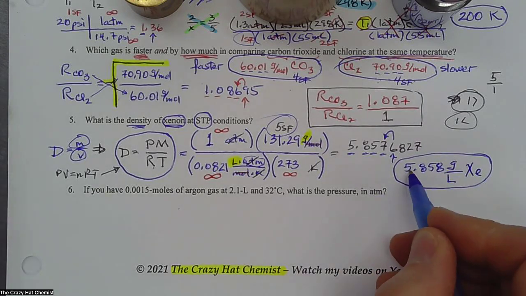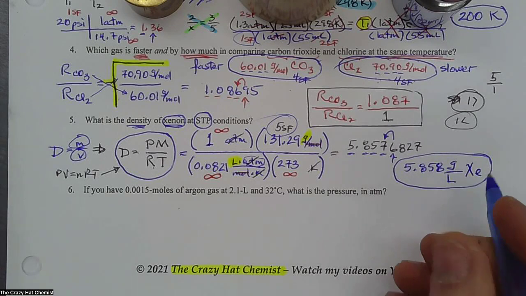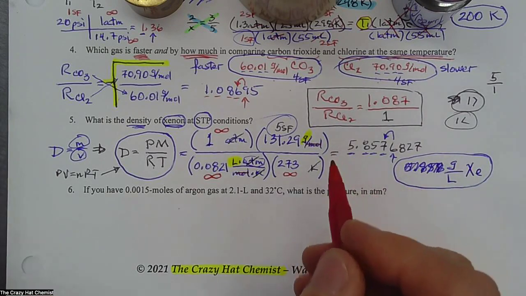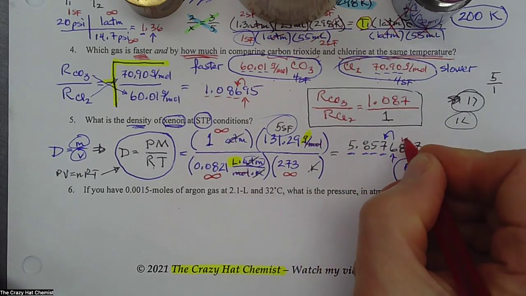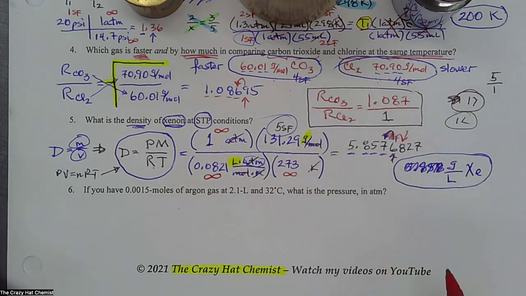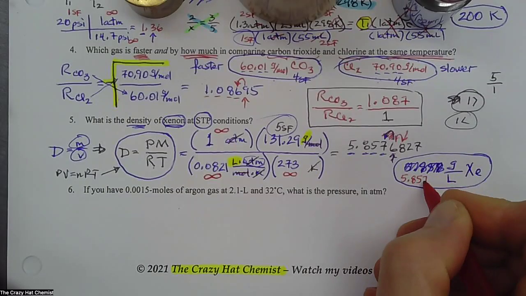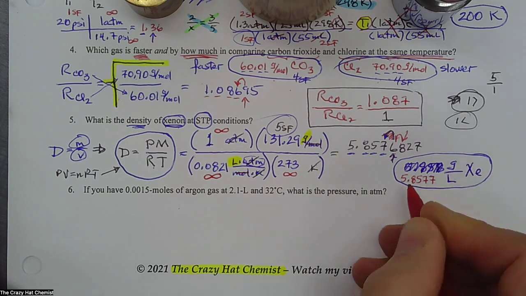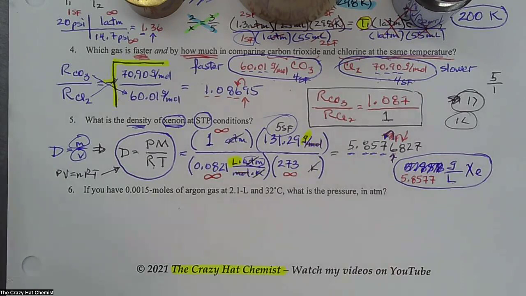Oh my gosh, wait a second. 1, 2, 3, 4. That's only 4 significant figures. I actually need 5. I was hoping that someone would catch on to that. That's why I do this sometimes, to trip you up. 1, 2, 3, 4, 5. I'm actually rounding with this 8 here, and that will add 1 to the preceding digit. So that will be 5.857, and then that 6 becomes a 7. So there we go. 5.8577 grams per liter of xenon.